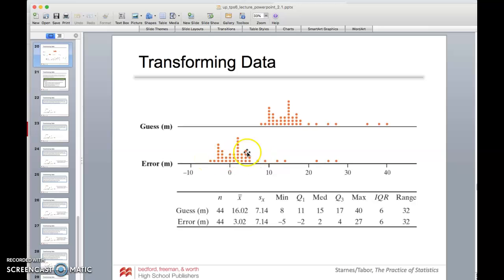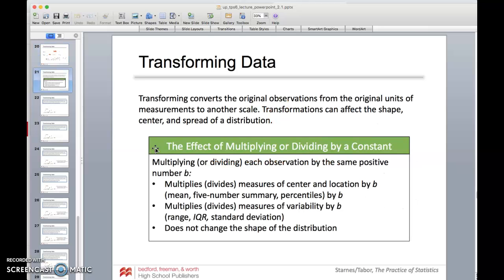So those measures of center change, but you can see it's not any more spread out than what it was before, and that's why those measures of variability remain constant. They don't change. All right, what about multiplying? Multiplying could also be dividing. We know multiplying by the reciprocal is actually dividing, so it's the same thing. When you multiply the measures of center and location by a number, let's say b, you're going to multiply those values by b.